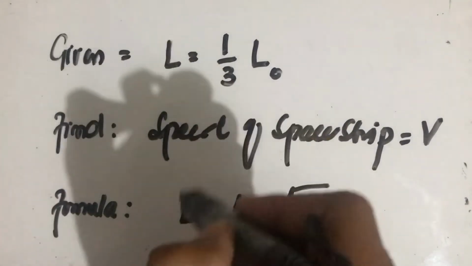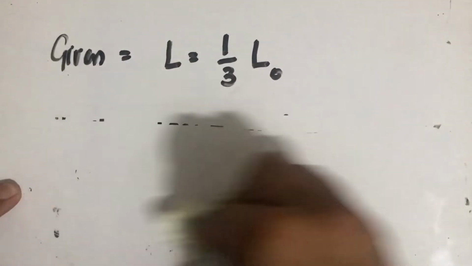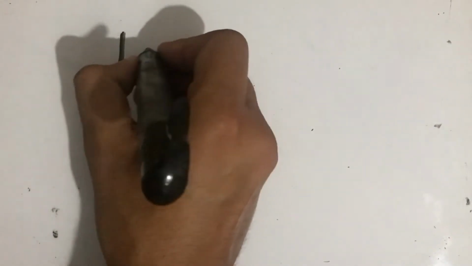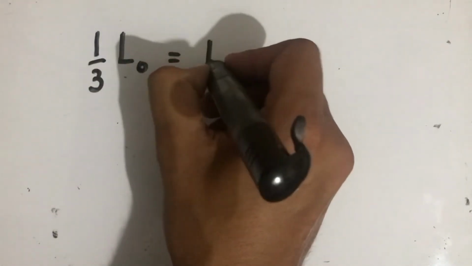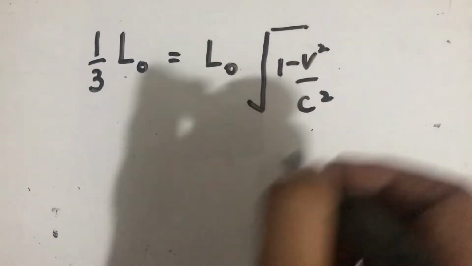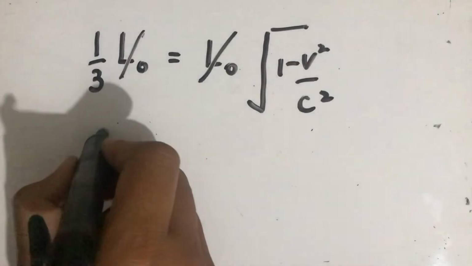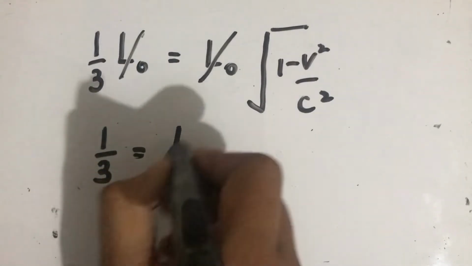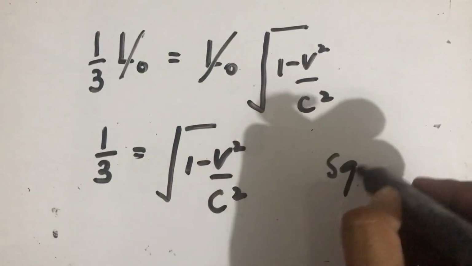So we have to compare both equations, and after the comparison we can write 1/3 of L naught is equal to L naught under the root of 1 minus v square divided by c square. So we can just cancel L naught on both sides. Now we have 1/3 is equal to under the root of 1 minus v square divided by c square. Now just squaring both sides.